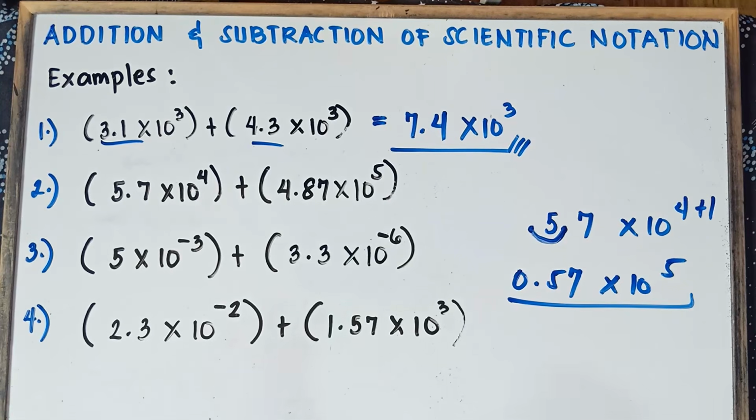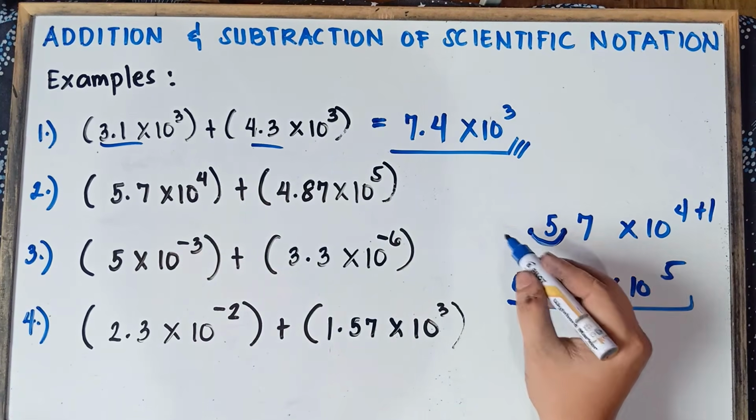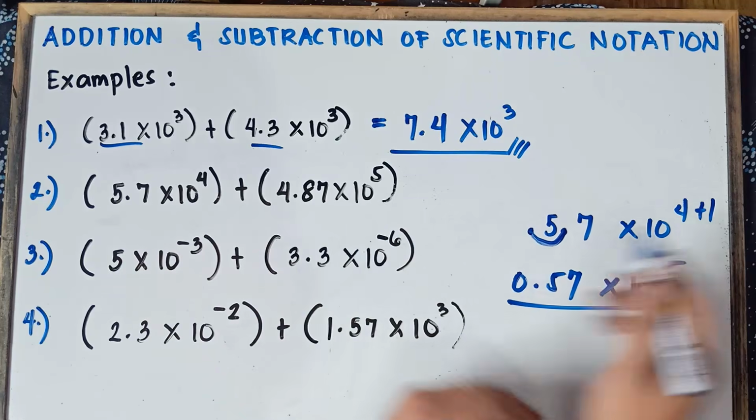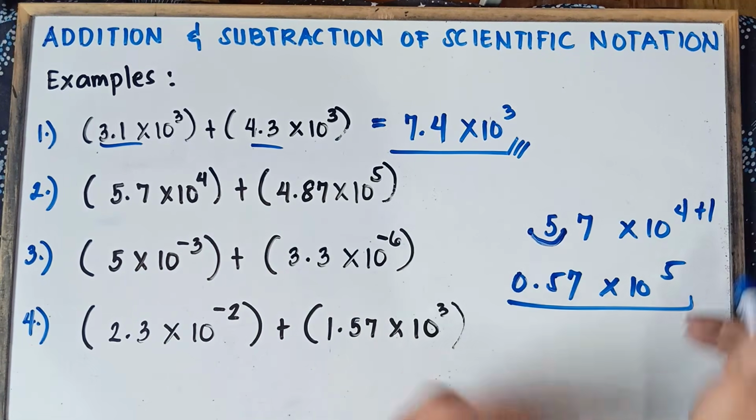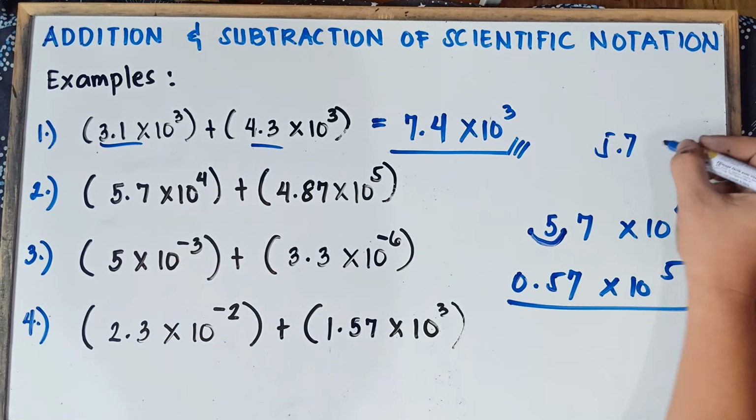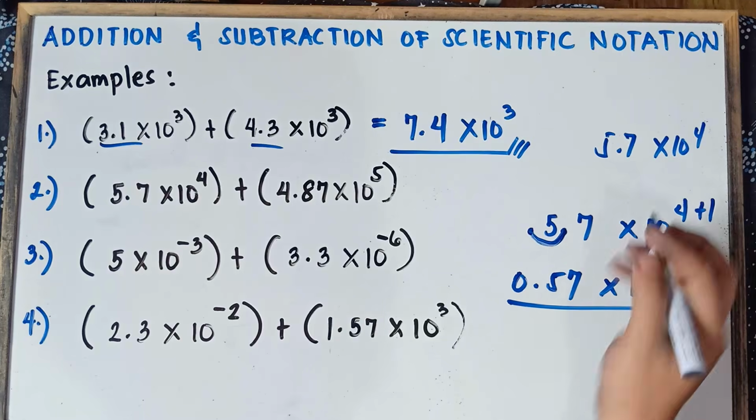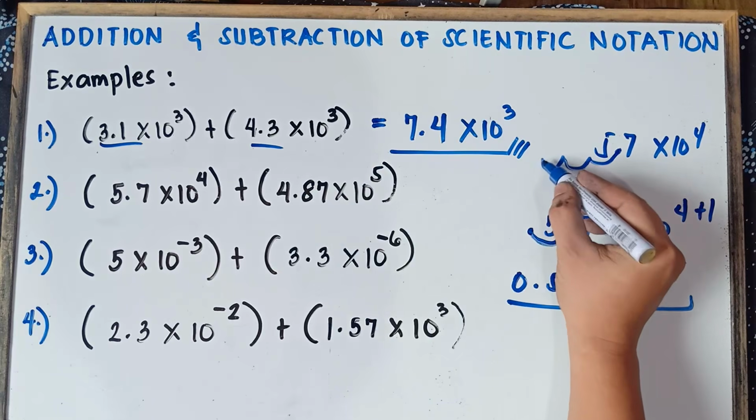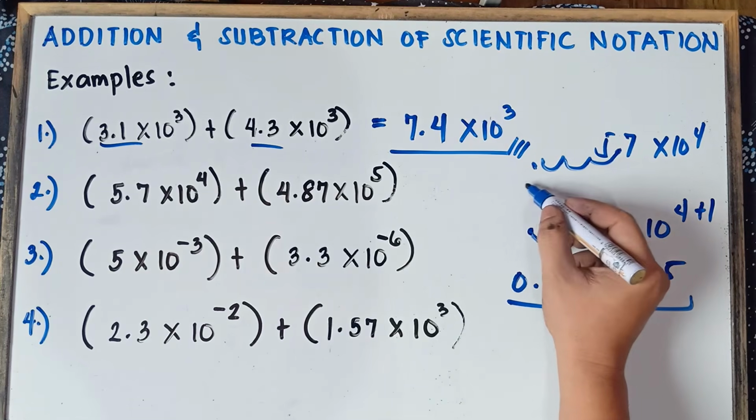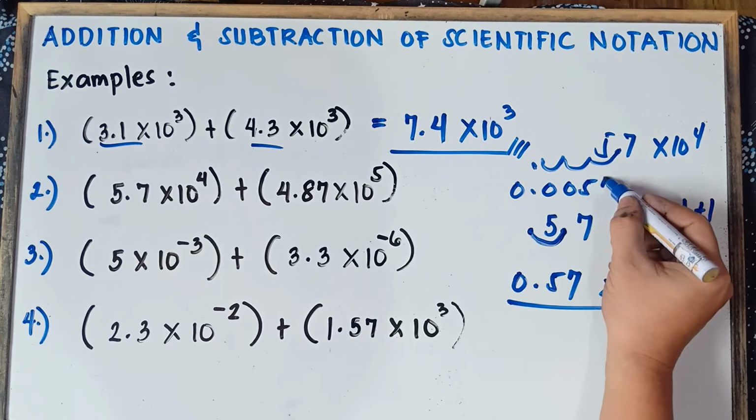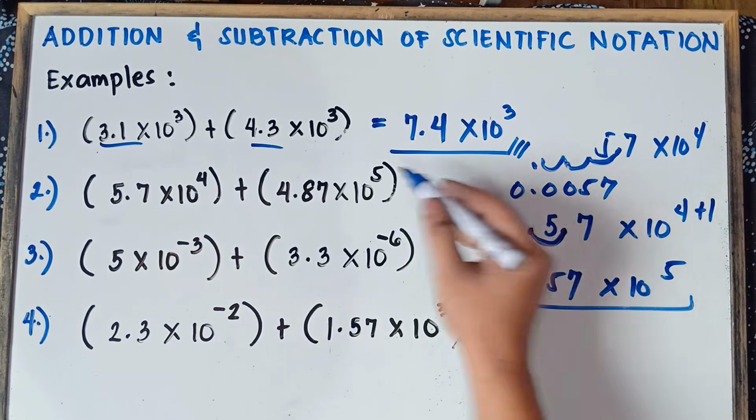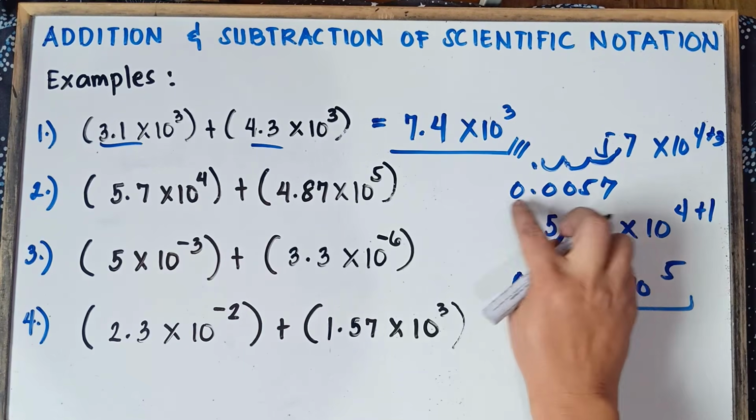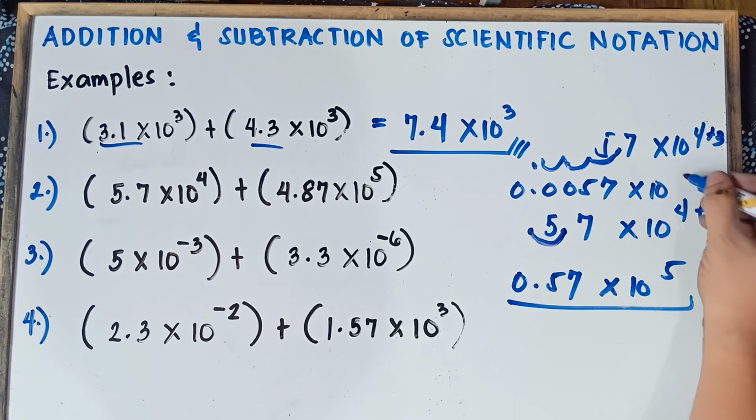Once again, class, once you move twice, you need to add 2. Once you move once, you need to add 1. If you move thrice going to the left, you need to add 3. Let me give you an example. If I have 5.7 times 10 raised to the power of 4, and I move the decimal point right to left 3 times, 1, 2, 3, the decimal point will be here, and our answer is 0.0057. Now, you moved 3 times going to the left, so you need to add 3 on the exponent. That will be 4 plus 3, and this will be 0.0057 times 10 raised to the power of 7.